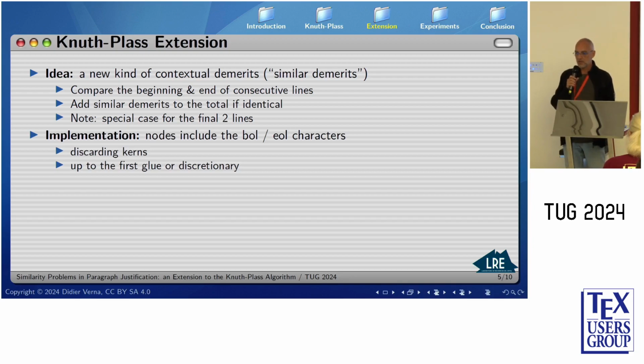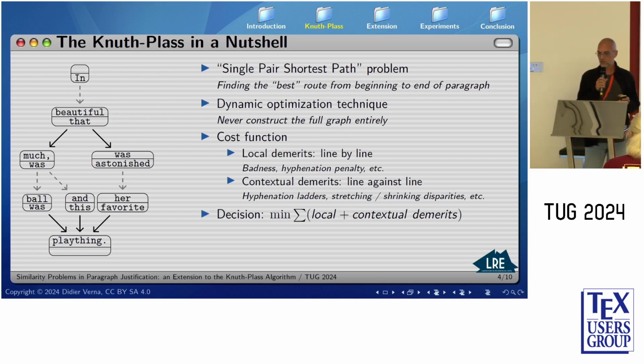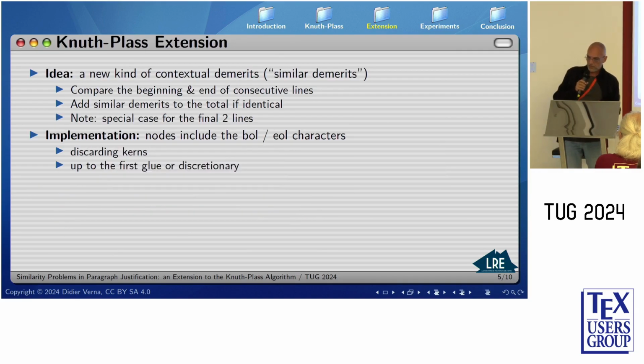Implementation, this is what I do for the time being. If you look at this graph, as you can see, I've already represented the end of lines and the beginning of the next ones. So in order to implement this, what I do is augment the node structure representing the possible line endings in the graph by including the beginning of the line and the end of the previous line and the beginning of the next one. So this is a slight modification to the original data structure.